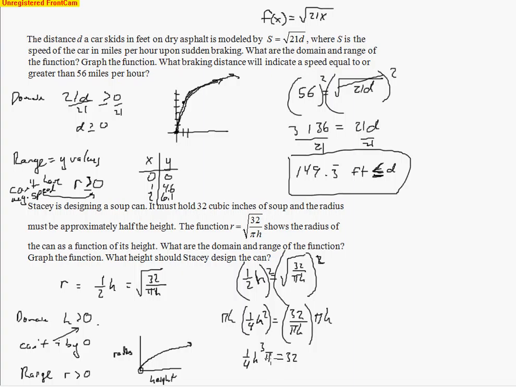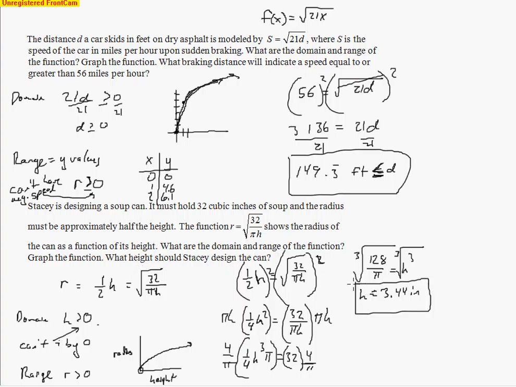And so from this point I can go ahead and multiply by 4 and divide by pi on both sides. And when I do that, that gives me 128 over pi equals h to the 3rd power. So I'm going to take the cube root this time, to cancel out that cube. So I'm getting h equals about 3.44 inches, and that's what they want. They asked what the height of the can should be, and that's about the height I end up getting. So those are the types of problems you're going to see on tonight's assignment. Good luck.